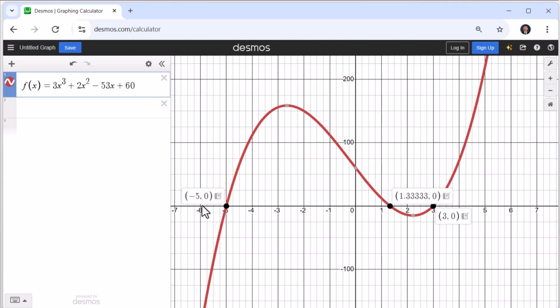From left to right, negative 5 comma 0 verifies negative 5 is a 0. 1.3 repeating comma 0 verifies 4/3 is a 0. And 3 comma 0 verifies 3 is a 0. For each of these x values, notice the y values or function values are 0.